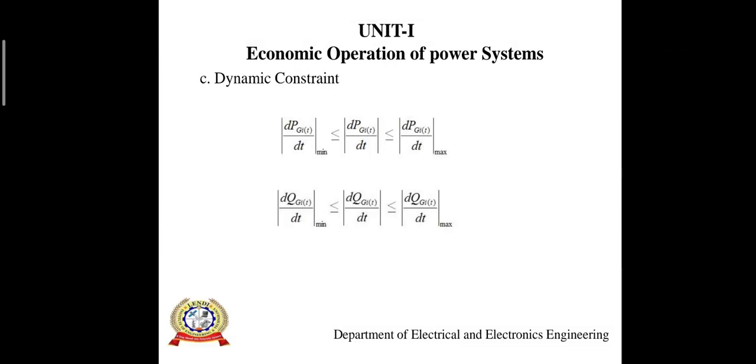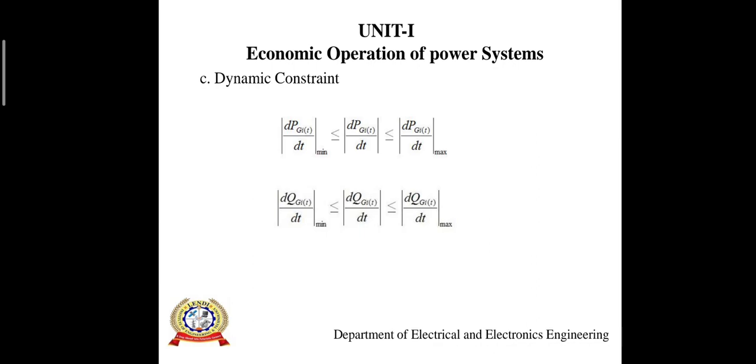Next, the third one is dynamic constraint. These constraints are considered when fast changes in generation are required for picking up or shutting down due to changes in load demand. It may be a sudden increase in load demand, or due to some problem it may be shutting down. If there is a possibility of a sudden change or sudden fault, then this comes under dynamic constraint. Dynamic means there is a sudden change.